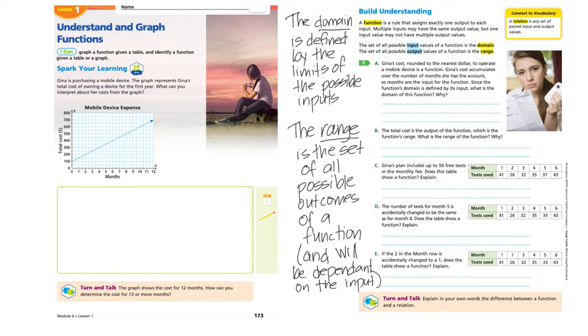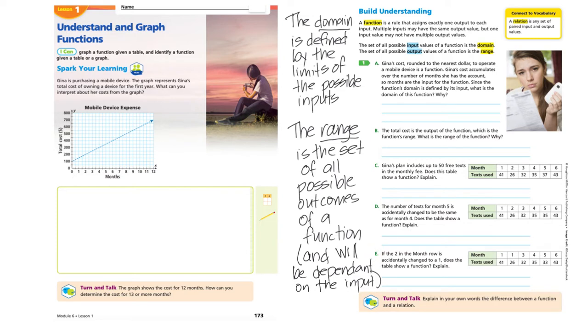So then for C, D, and E, they're going to want you to look at the table each time and answer the question. So for this one, it says Gina's plan includes up to 50 free texts in the monthly fee. Does this table show a function? Explain why or why not. And then D, the number of texts for month 5 is accidentally changed to be the same as the number of texts for month 4. So the input is different, but those two different months have the same output. Does the table show a function and explain why or why not?